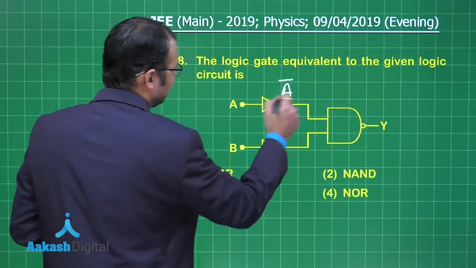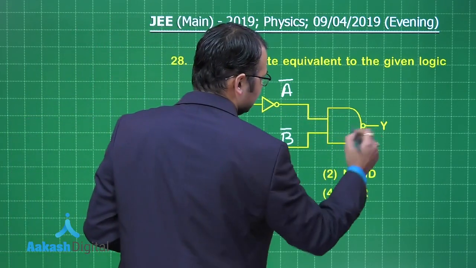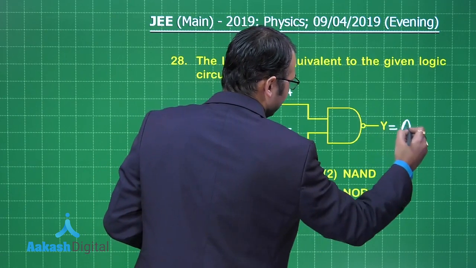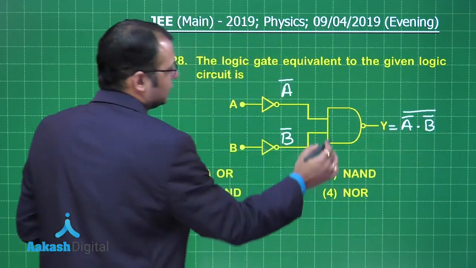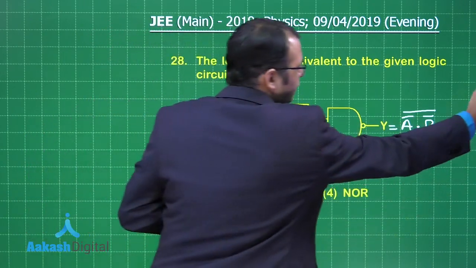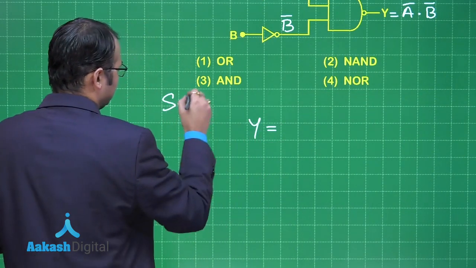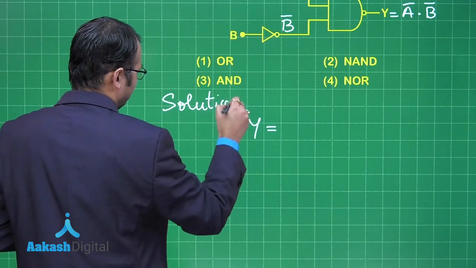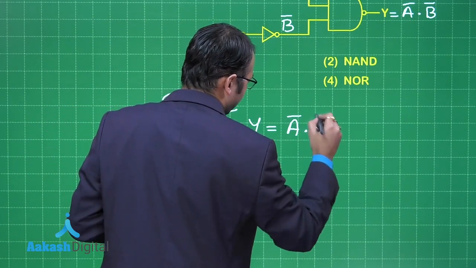Let's see, the output of this would be A bar, output for this would be B bar, right? And here you will see the output would be A bar dot B bar and whole bar, because it is the product of A bar and B bar and there's a NOT gate, so it is the relation. So when you simplify this, you will get y is equals to, let's write the solution here. So that is equals to A bar dot B bar whole bar.